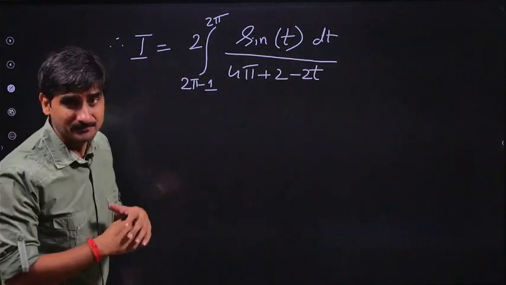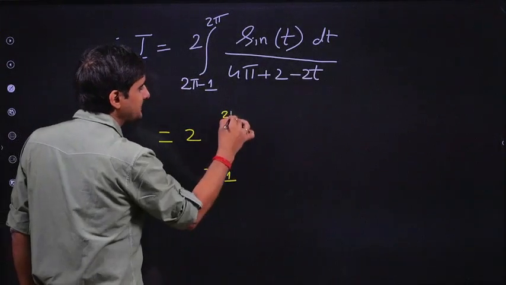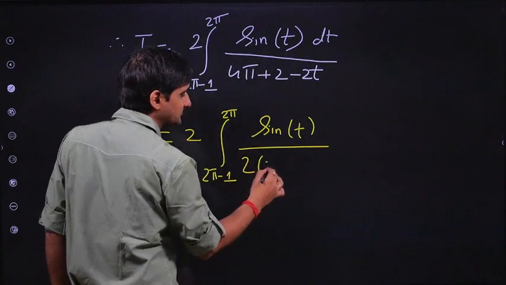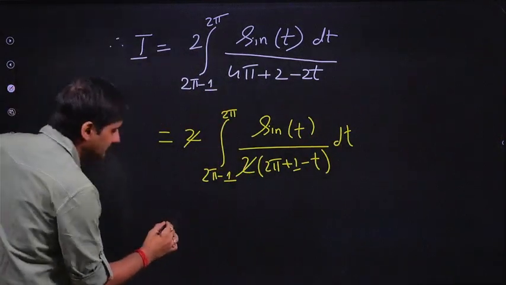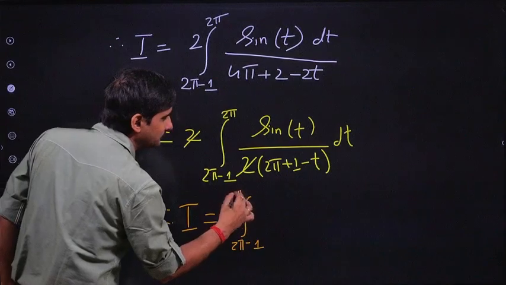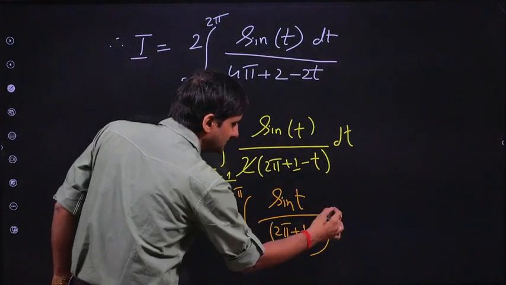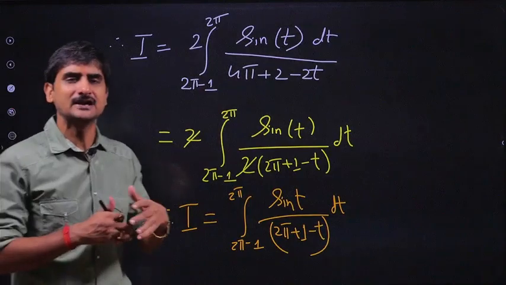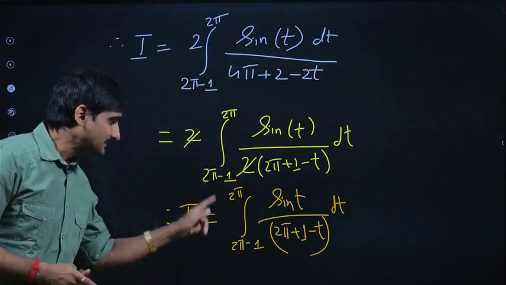Now one more thing, we can take 2 common from the denominator. Let's simplify as much as we can. Taking 2 common from the denominator, you get 2 pi plus 1 minus t with respect to t, and the 2 and 2 are also gone. So our integral is now the integral from 2 pi minus 1 to 2 pi of sin t over 2 pi plus 1 minus t dt. Again, the target is to get 1 plus t in the denominator. It can be 1 plus z, 1 plus y, 1 plus x, but 1 plus a variable in the denominator, and the limit goes from 0 to 1.